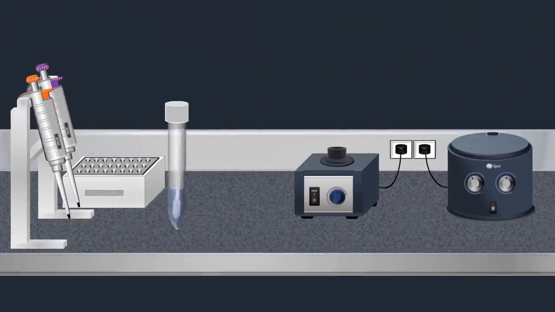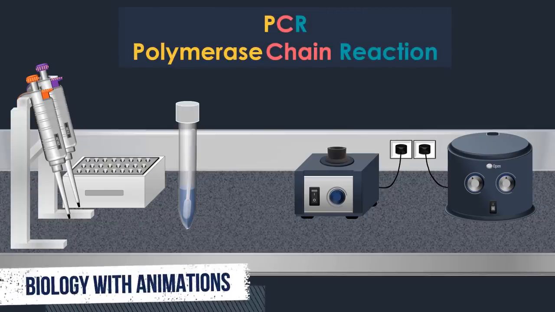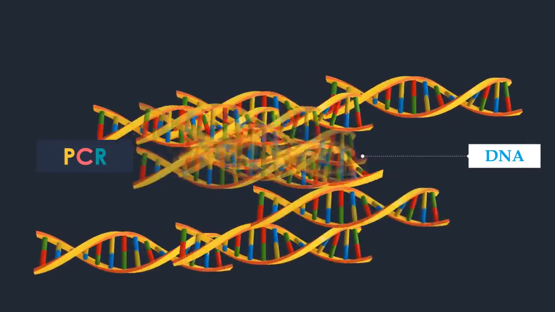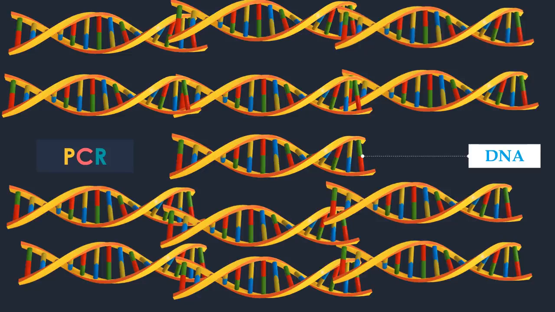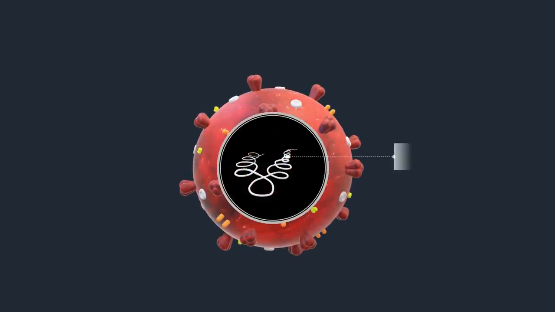The standard method of coronavirus testing is polymerase chain reaction, PCR, which is a method that is used widely in molecular biology to make millions to billions of copies of a specific DNA fragment rapidly. Coronaviruses contain an extraordinarily long single-stranded RNA genome.